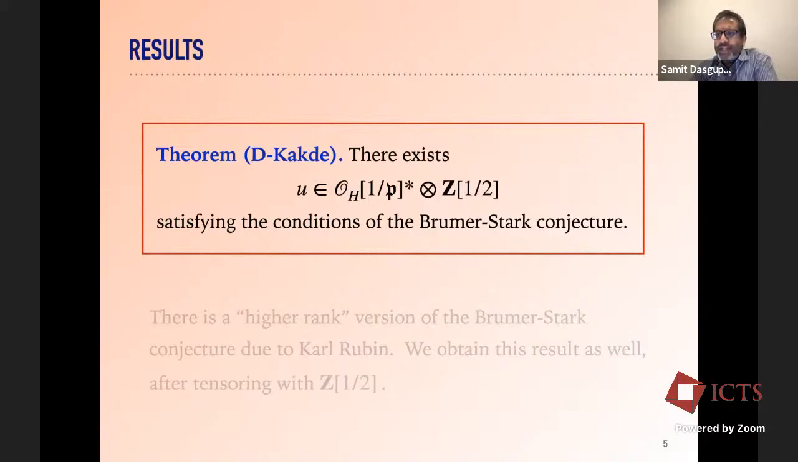I should mention that if you tensored with Q, so you didn't just invert 2, you inverted all the primes, then the Brumer-Stark conjecture is essentially trivial just because of the Dirichlet unit theorem. We know the structure of the unit group when you tensor with Q as a representation of this Galois group G. And so it's not too hard, from basic representation theory, to show that there has to be an element in the unit group tensor Q that satisfies these conditions.